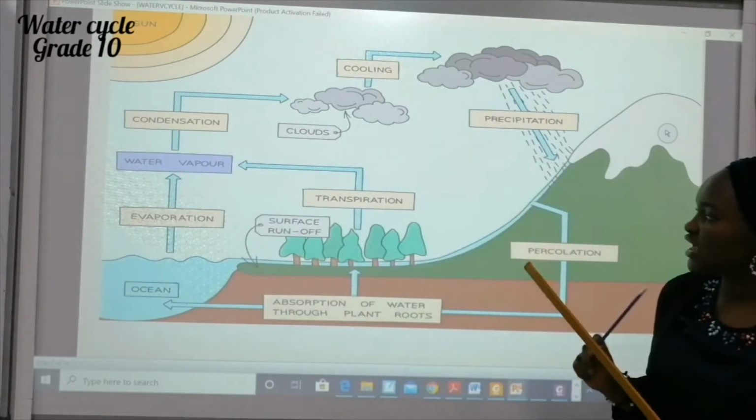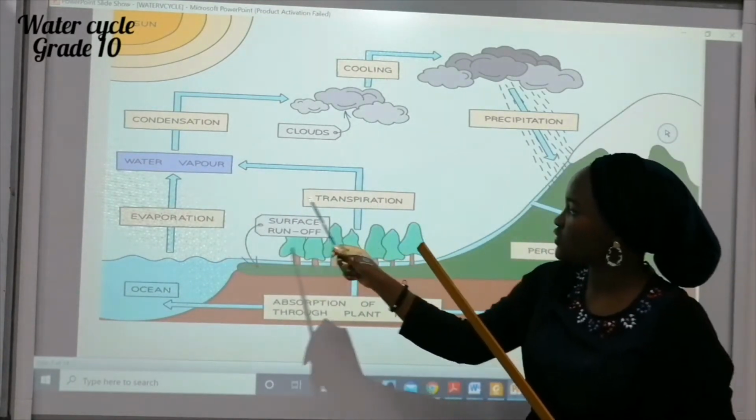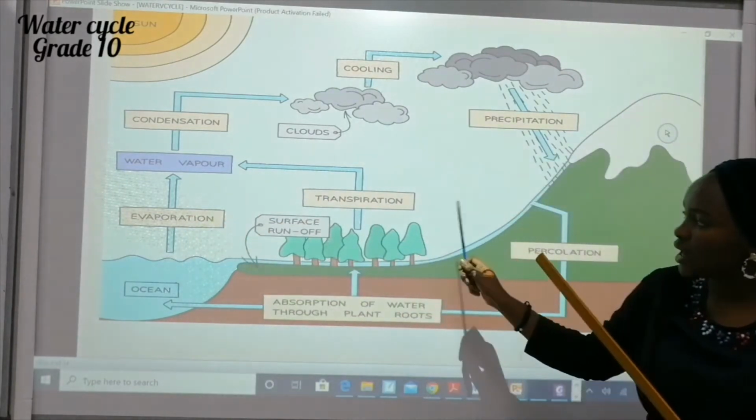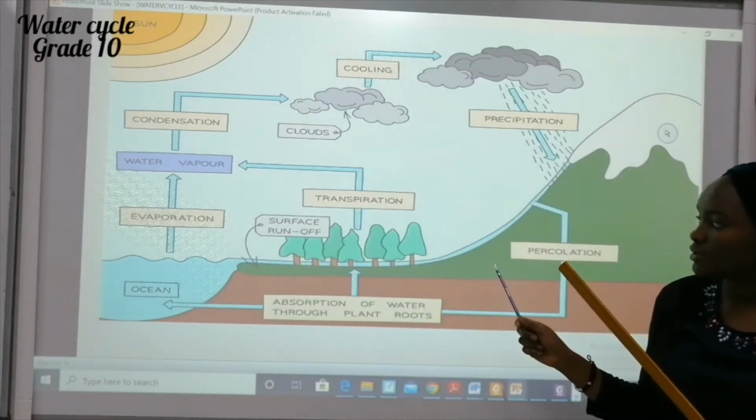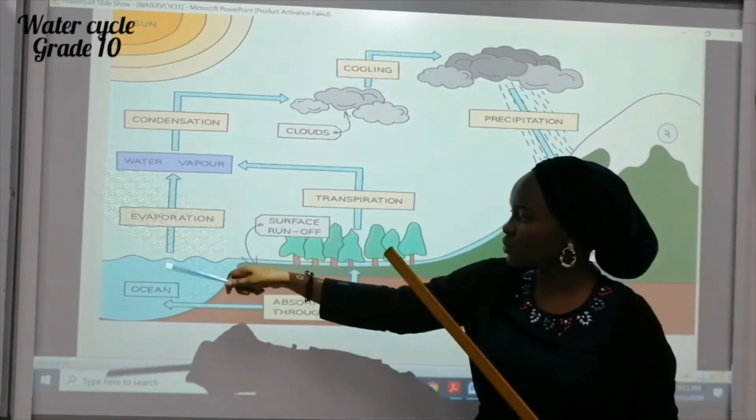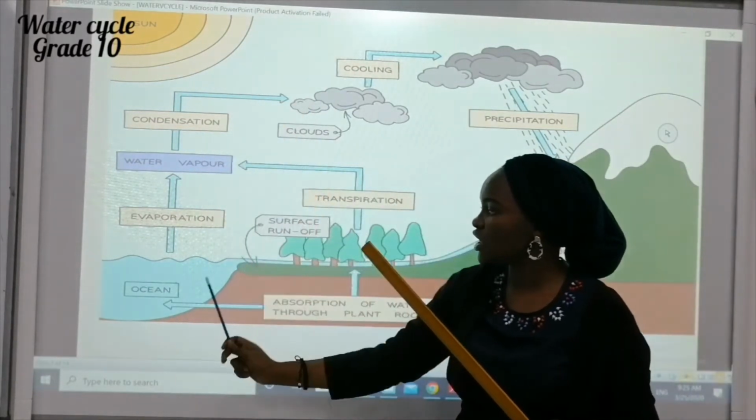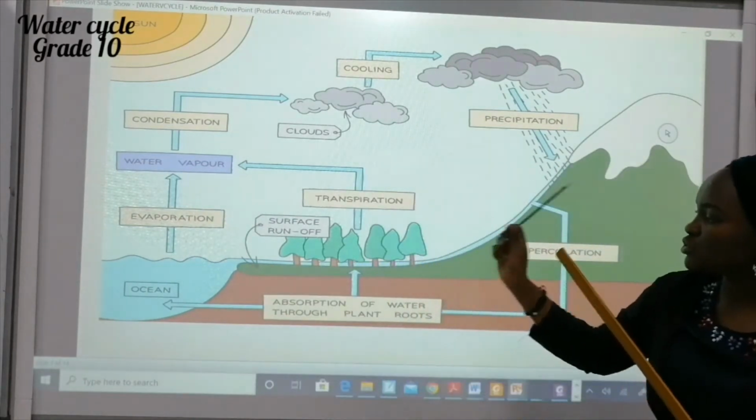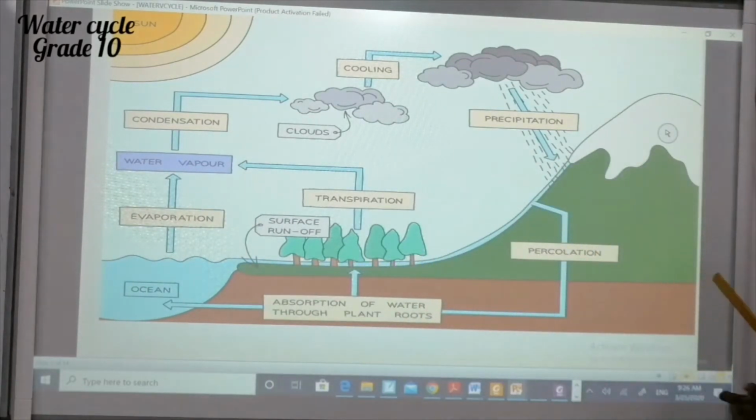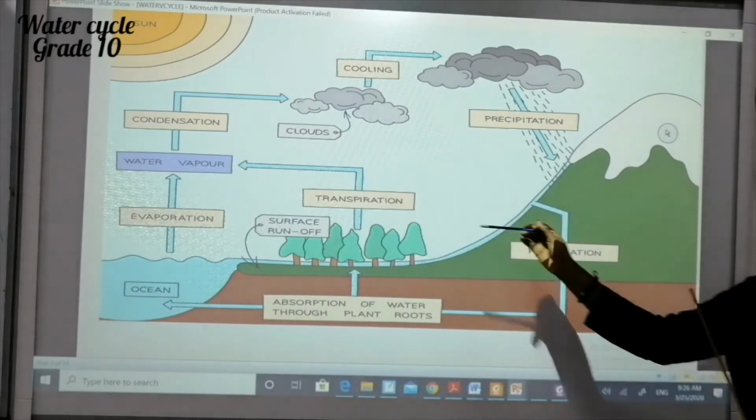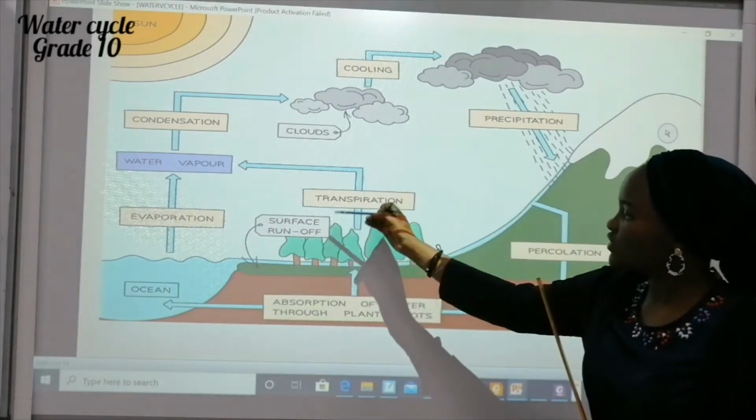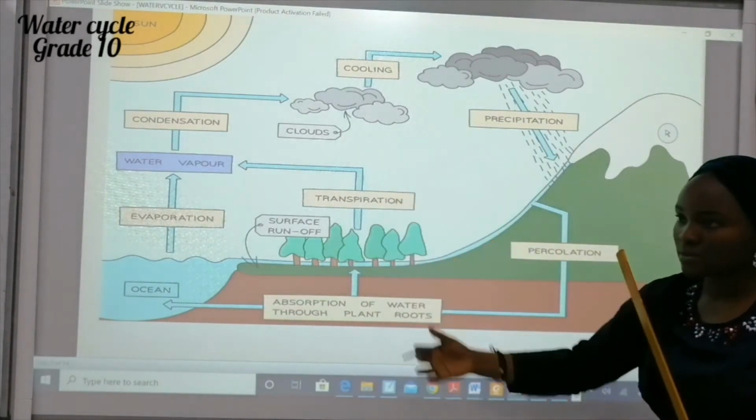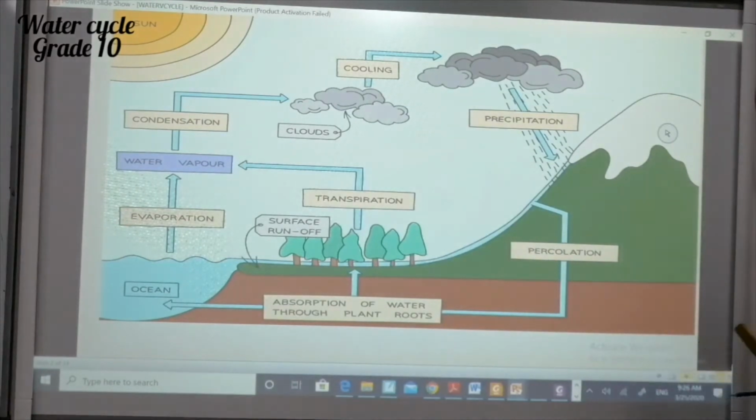So water goes into the atmosphere through these two processes: evaporation and transpiration. Evaporation, we said that the sun would heat up the water body and it changes to water vapor. And in transpiration, what happens basically is the plant, water vapor, water leaves the plant. Transpiration is more like sweating in plants.